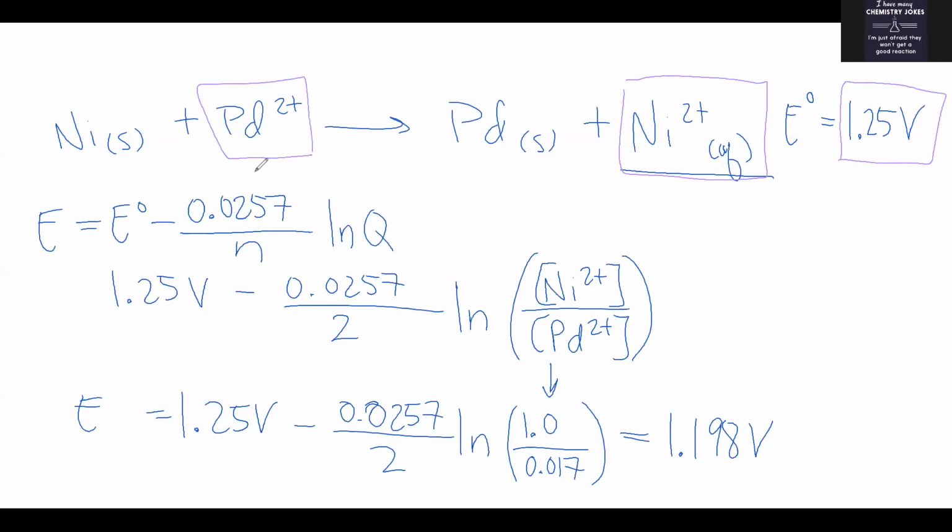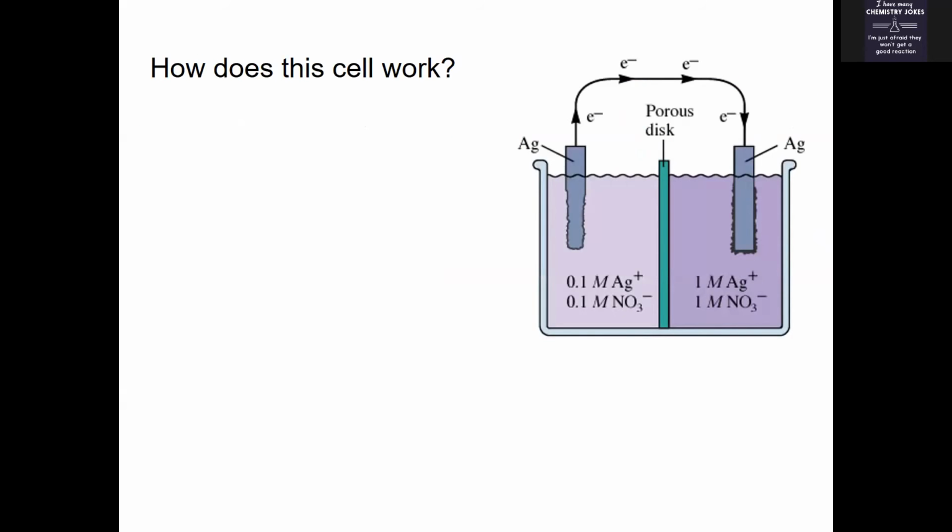But since palladium concentration is smaller than nickel concentration, we can say equilibrium would shift to make more of the reactants. If equilibrium shifts left, our voltage goes down. If equilibrium shifts right, our voltage goes up. That's kind of cool. So if we take a look at a new example, this system is silver and silver.